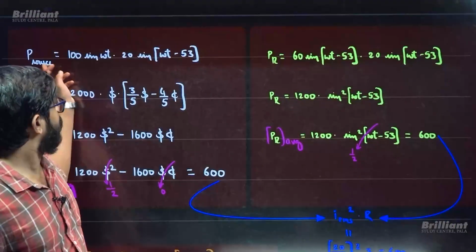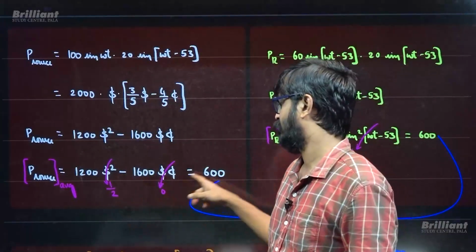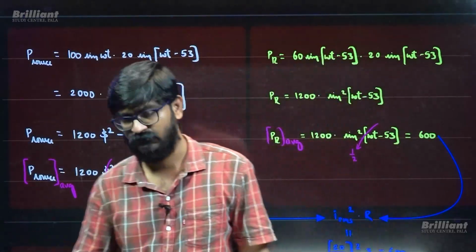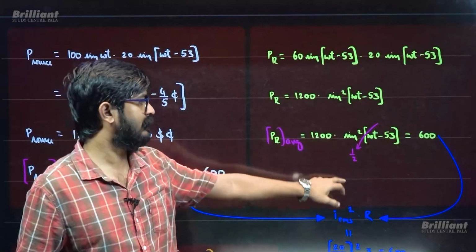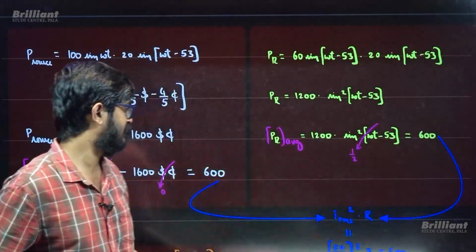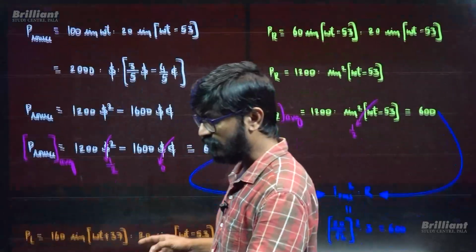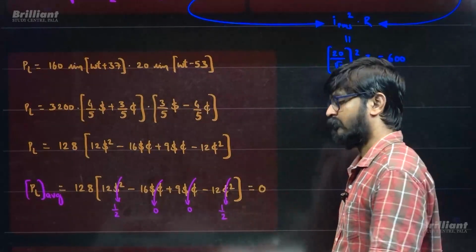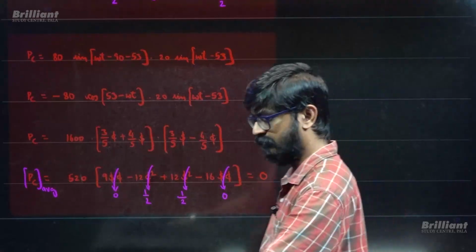I found the average value of power delivered by the source. I expanded it, then sin square average is half, sin 2 theta average is 0, and sin 2 omega t average is 0. Now similarly, power across the resistor average value turned out to be 600. This one average value turned out to be 600, that one average value turned out to be 600. Power across the inductor average value turned out to be 0. Power across the capacitor average value turned out to be 0.